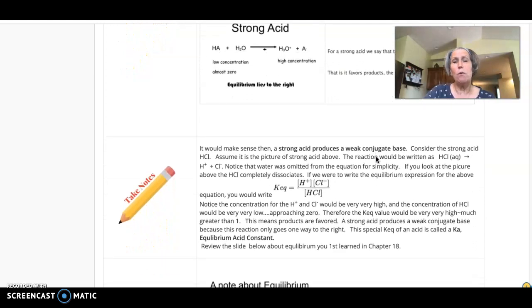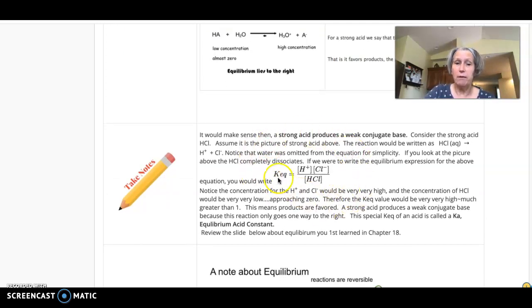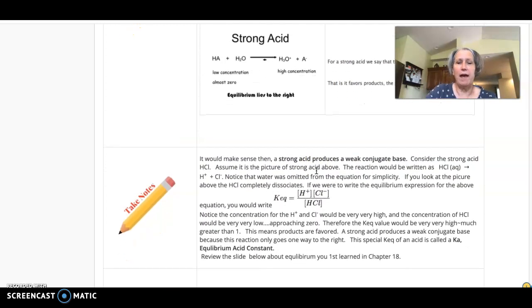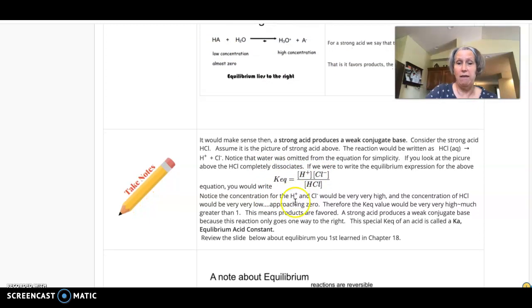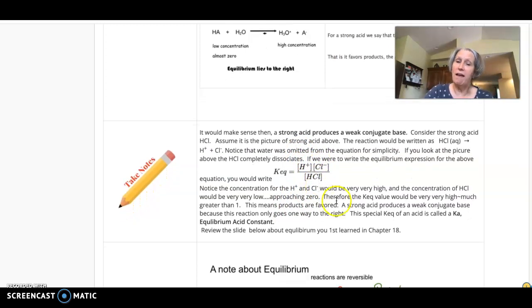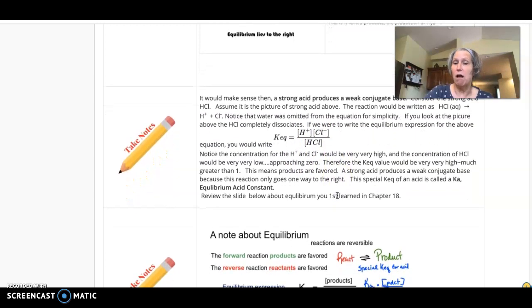Okay? So here you're going to read about the equilibrium, a special Keq called Ka. That's just a special Keq for an acid. And if you take a look at that, there would be no water, because water, even though it's not written here, is in the liquid state. Remember, you can only put aqueous and gaseous species. So the Keq or the Ka is written, and if you look at that, these concentrations would be high. This would be almost zero, and so that Ka is very, very large.